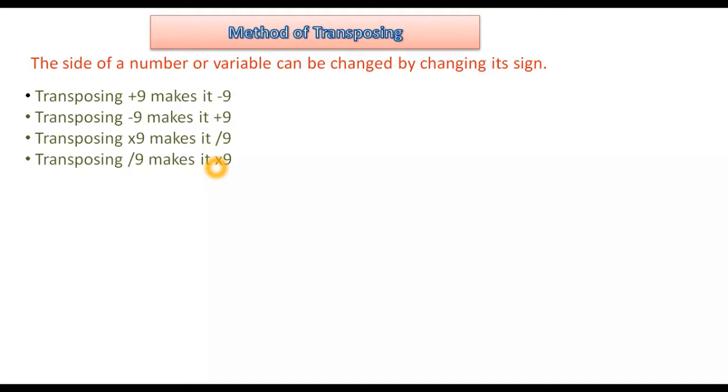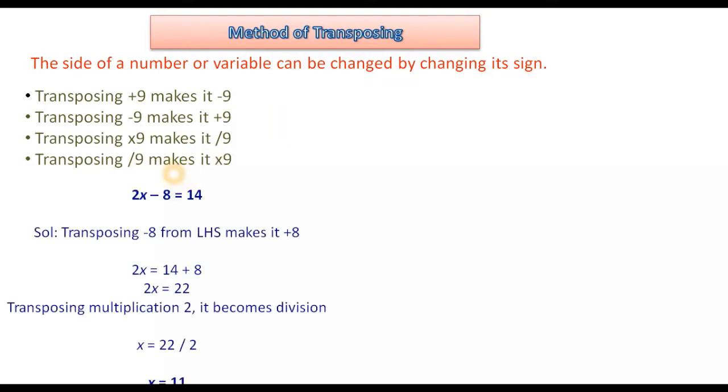Okay, so it means you can change the sides of number and variable, but you have to change their sign also. Addition will get changed into subtraction, subtraction will get changed into addition, multiplication will get changed into division, and division will get changed into multiplication. So let's look at the example.